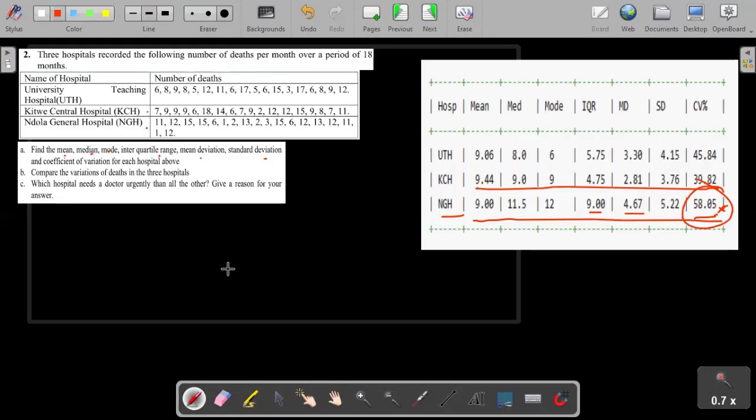So we are done with question 2, unless you have any question there before we move to question 3. So are there any questions there? Okay, if there are no questions, then we move to question 3.